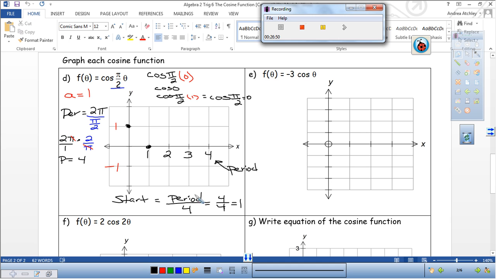Then I'm going to plug in 2. I'm going to get the cosine of pi over 2 times the 2. Pi over 2 times 2 is just pi, so I get the cosine of pi. Alexis, what is your cosine of pi? Look at your circle. Negative 1. So it's going to go down here to negative 1.